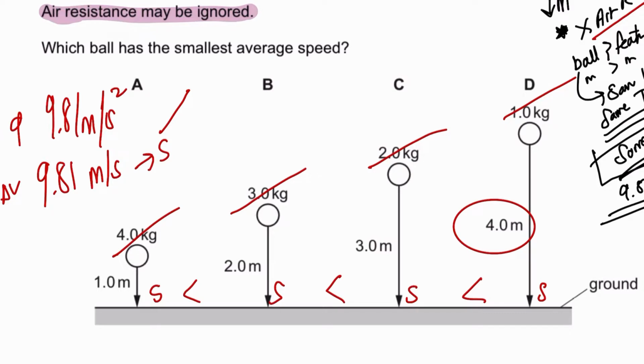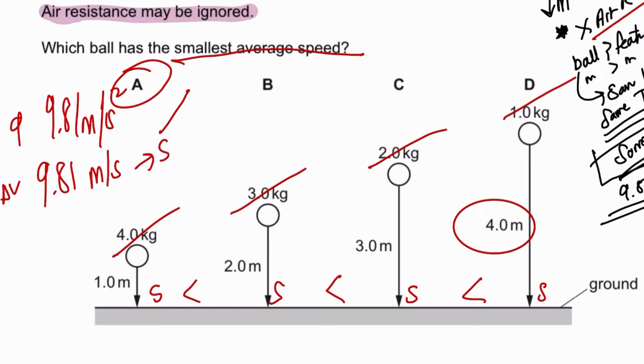Understand? Because if they travel a longer distance, it will accelerate more, because the acceleration goes along with the distance traveled. So the answer to which ball has the smallest average speed will be A.